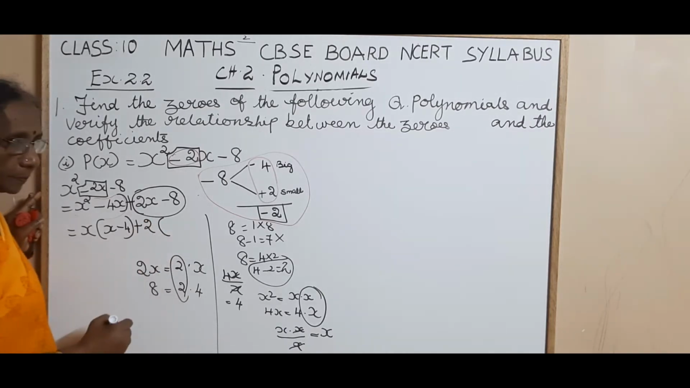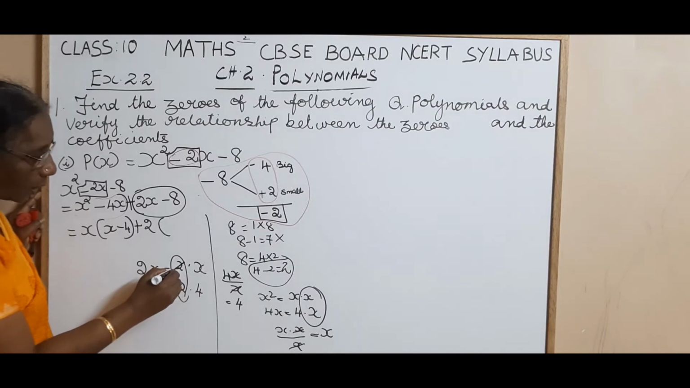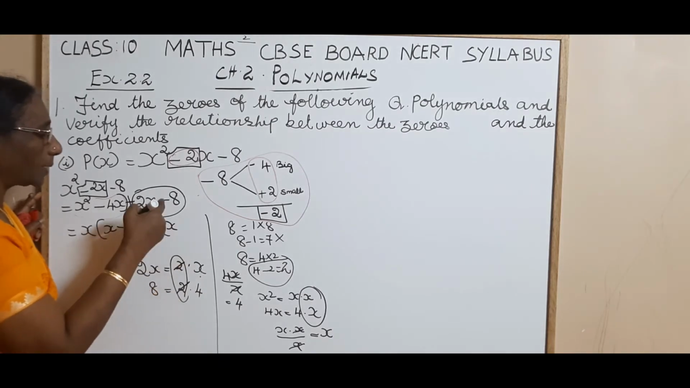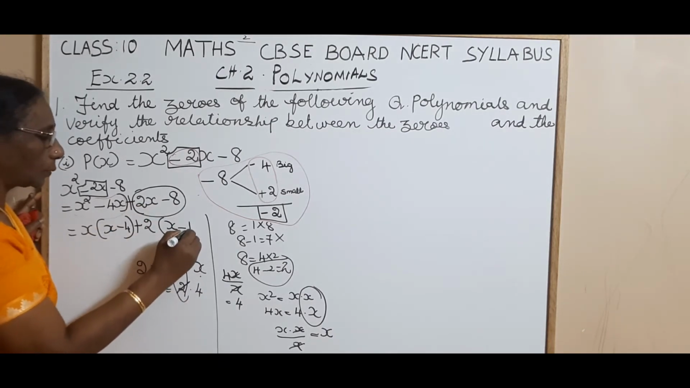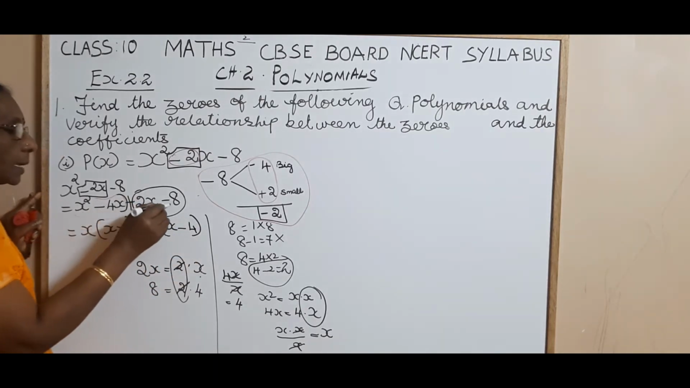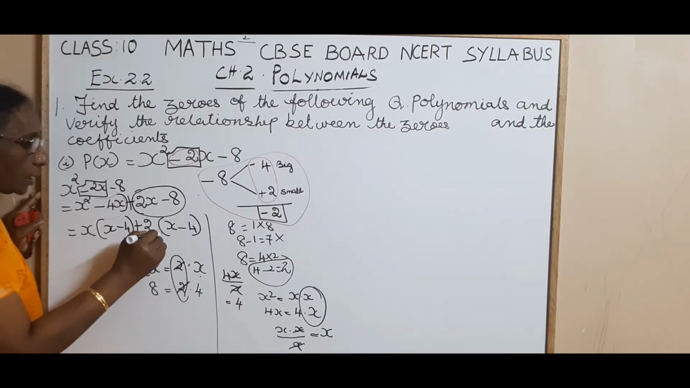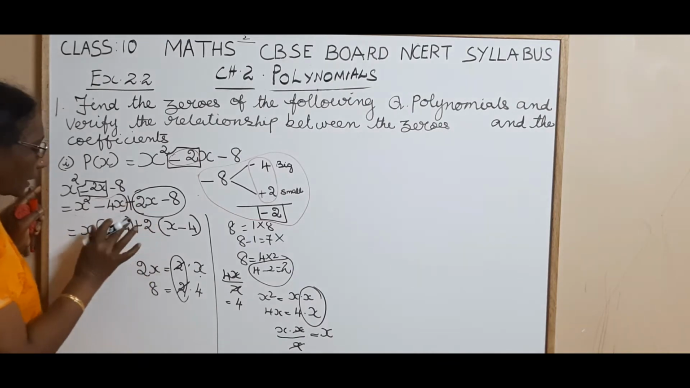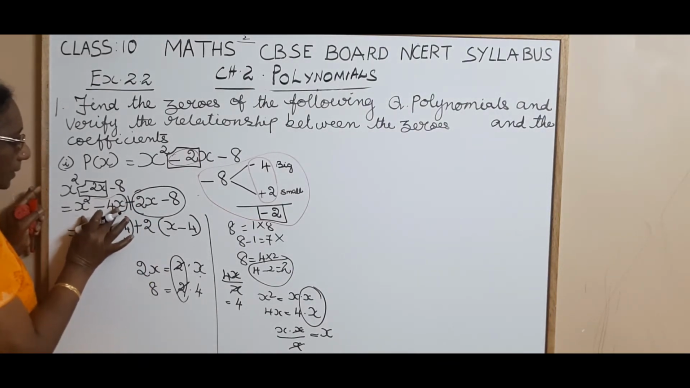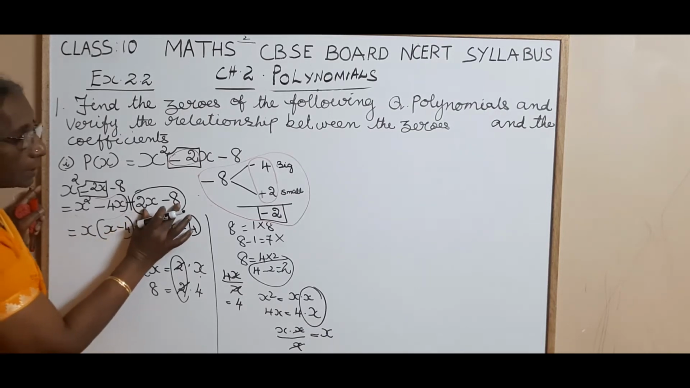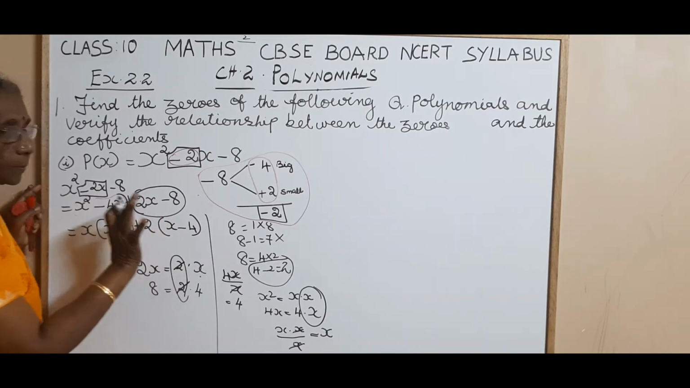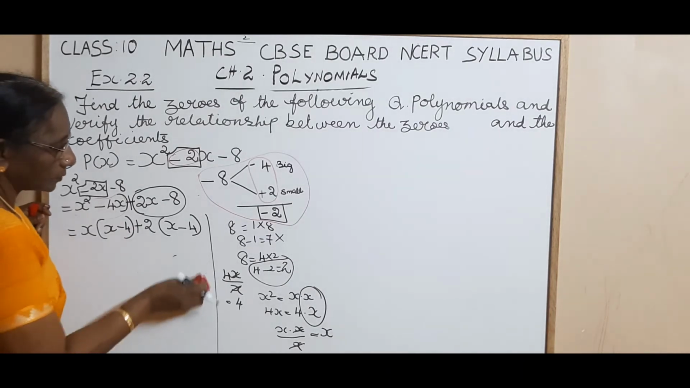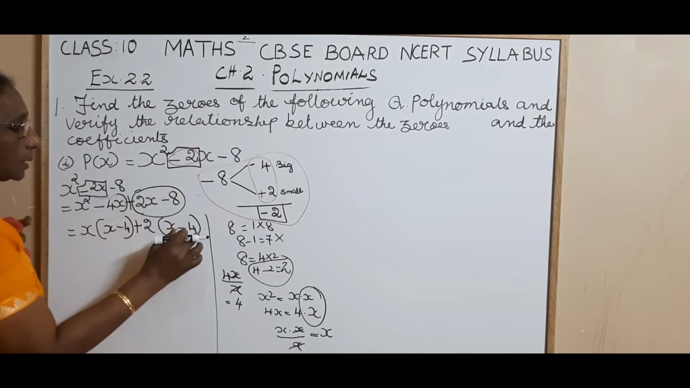Now open the bracket. So we are going to take 2 out. So what will be left? x. You take 2 out. What will be left? 4. What is the symbol? Minus. Sign is minus. So 4. Now we have written 2x minus 8 as a product of 2 into x minus 4. Is it clear? So we have written the first two terms as the product of x into x minus 4. We have written the other two terms as the product of 2 into x minus 4. Is it clear now, children? So this is the third step. First step, second step, third step.